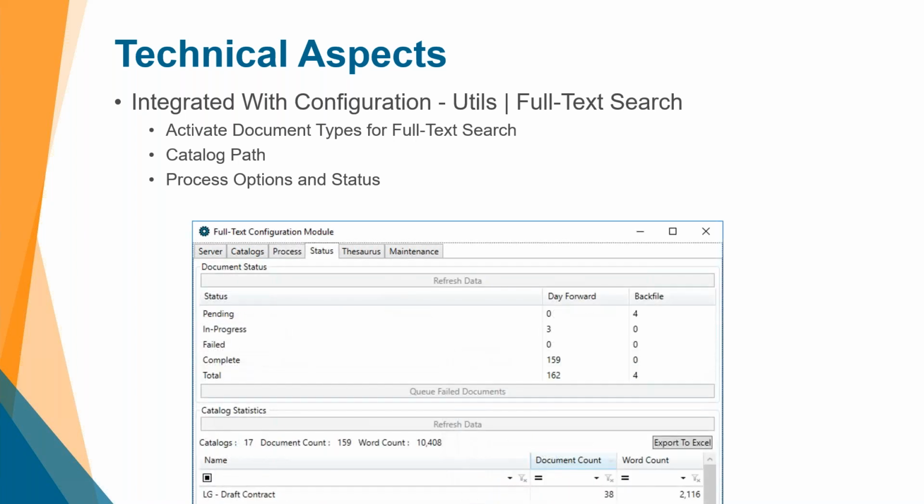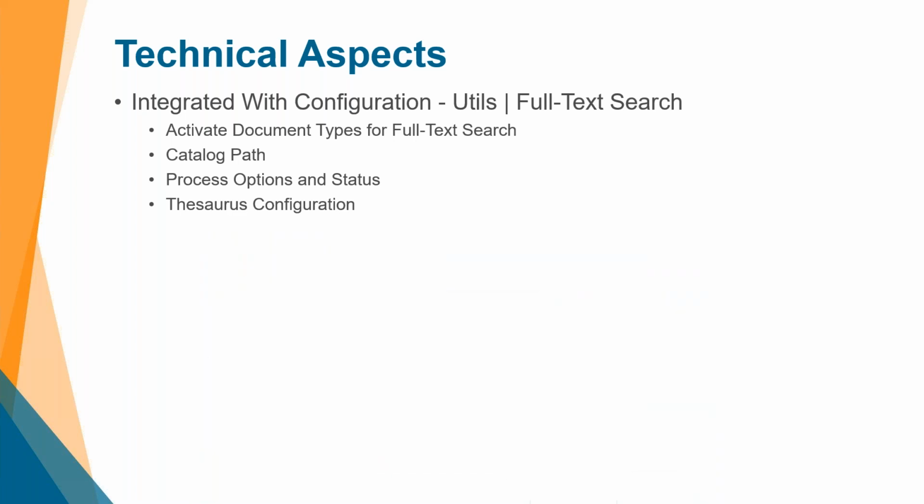You can see there's a status tab here, which tells us how many documents have been processed, how many things are pending, how many documents might have failed for whatever reason. That gives us some opportunity to go back and fix them and requeue those items for OCR and cataloging. There's also a thesaurus configuration inside the system here. Again, I'm not going to get into all the details here. So a few more technical pieces to this.